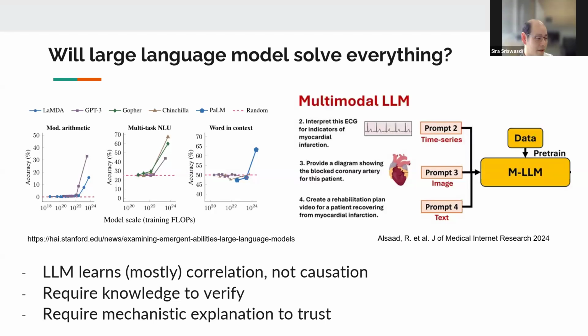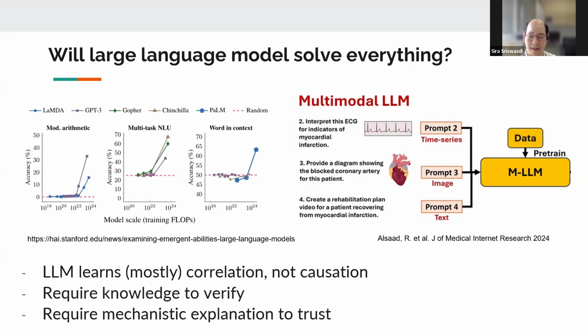But in science, if we want to say something is true, we need to know the mechanism. We need to know why it's true. And a language model mostly doesn't learn from causation. It learns from correlation. It reads a lot of text, so it knows that this concept appears a lot together with a different concept. But that doesn't mean that it knows that A causes B. It only knows that A and B appear together a lot. When we get the response from this AI, we have to have some knowledge. Otherwise, we cannot verify if the response is correct or not.